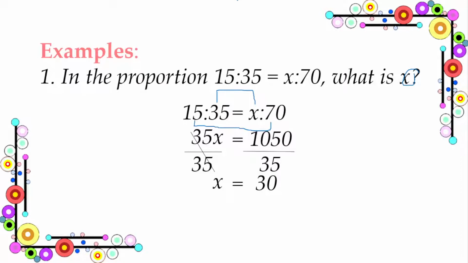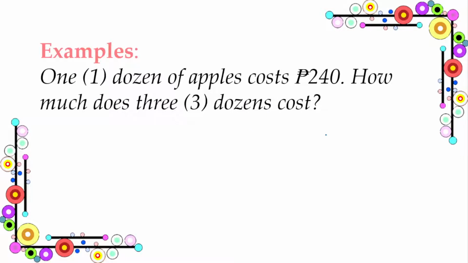Okay? So the product of the means is equal to the product of the extremes. When you multiply 35 times 30, you will get the same answer, which is 1050. Okay? So let's proceed to another example. 1 dozen of apples costs 240 pesos. How much does 3 dozens cost? So we're finding for the cost, okay? So let x be the cost.